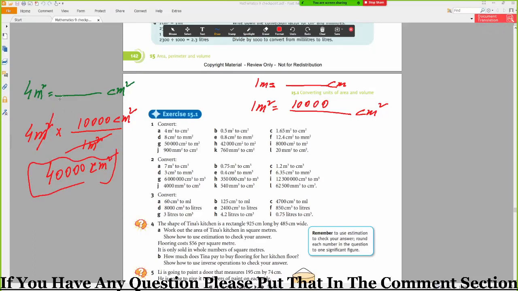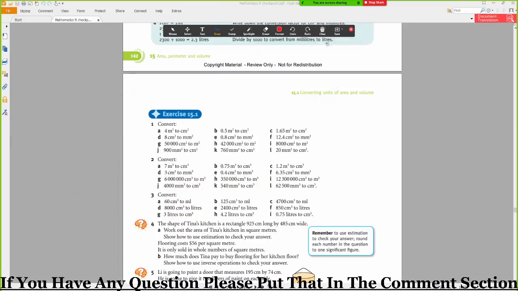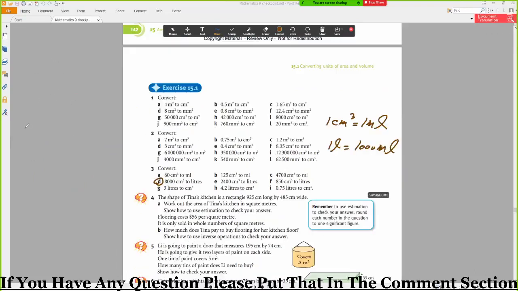आपने यही मेथड को फॉलो करना है. ओके, जो मैं मेथड यूज़ कर रहा हूँ आपने इसी मेथड को फॉलो करना है, क्योंकि इस मेथड में आप से मिस्टेक्स नहीं होंगे. Like okay, so this will be 8,000 centimeter cube will be equal to 8,000 milliliter. 8 liters is the final answer.